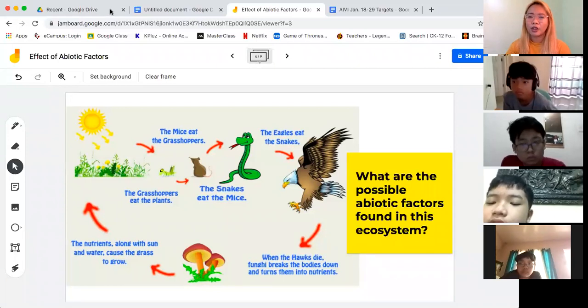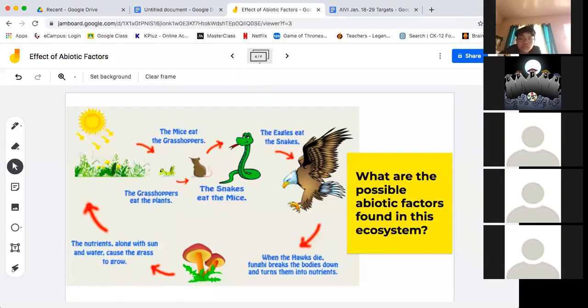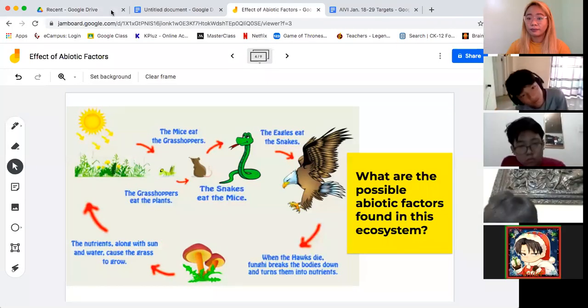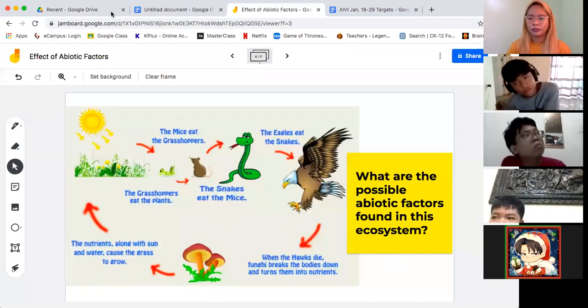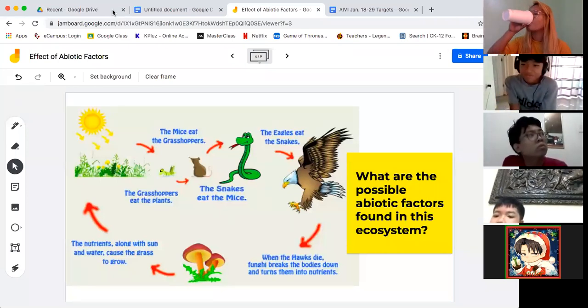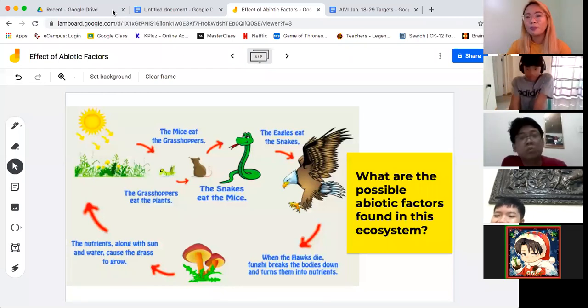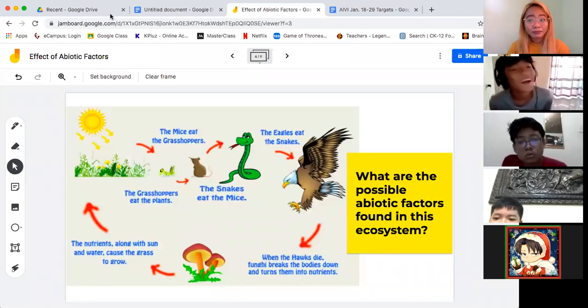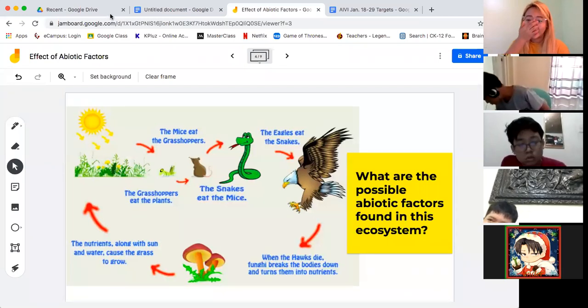Sabi ni Kuya Yuri, no. Bakit daw po? Kasi, sir, water isn't confirmed as a abiotic factor. Bakit hindi abiotic ang water? Kasi, sir, yung water, siya yung namimigay ng energy rin sa plants to grow. Okay, so it is an abiotic factor. It doesn't have life, but it can somehow affect the growth of these plants.